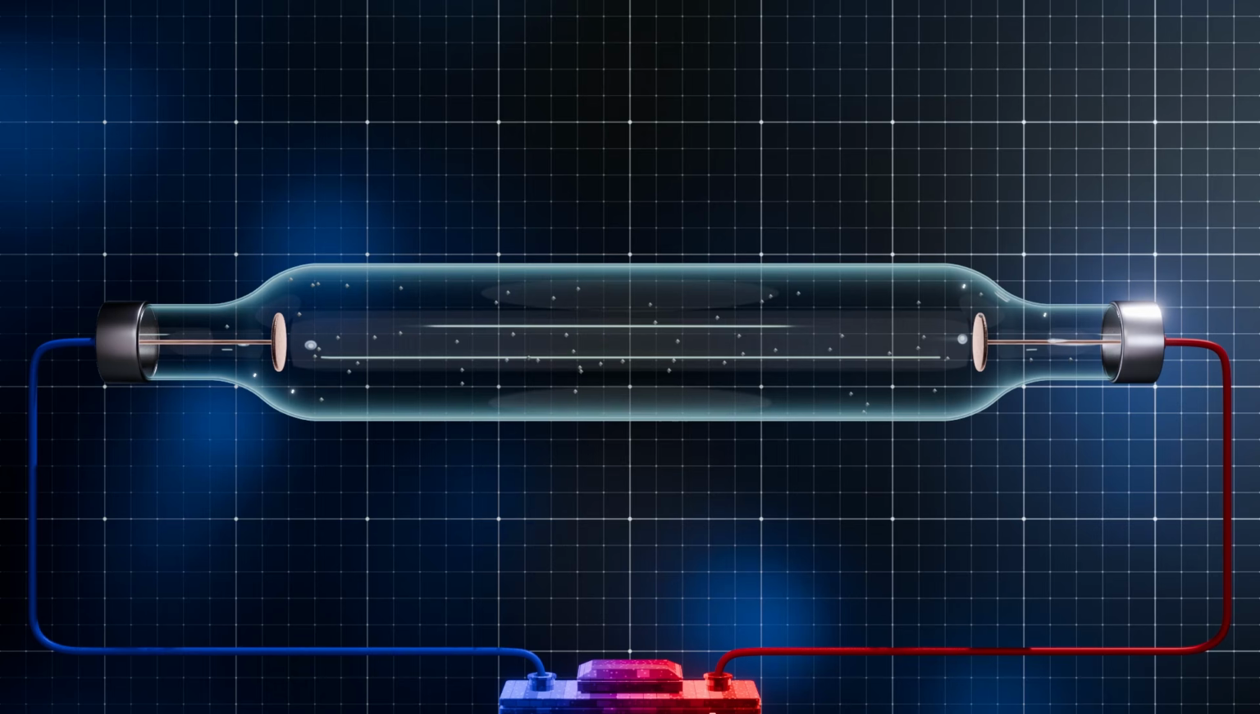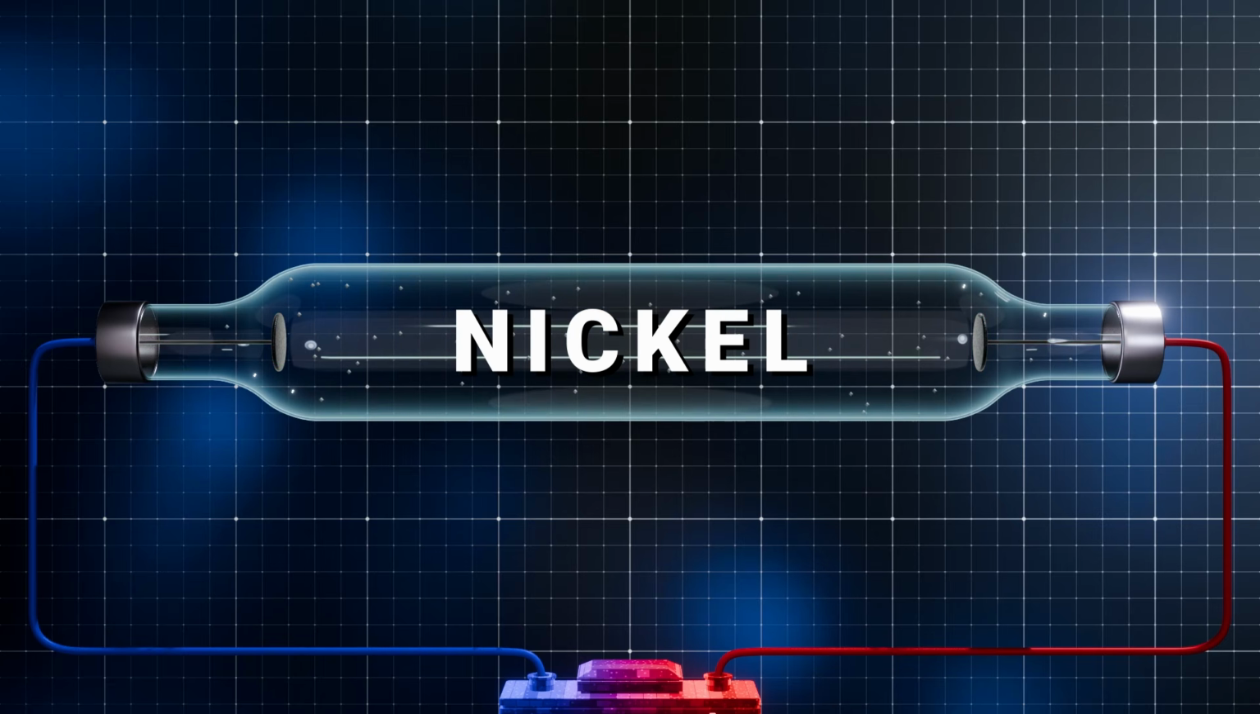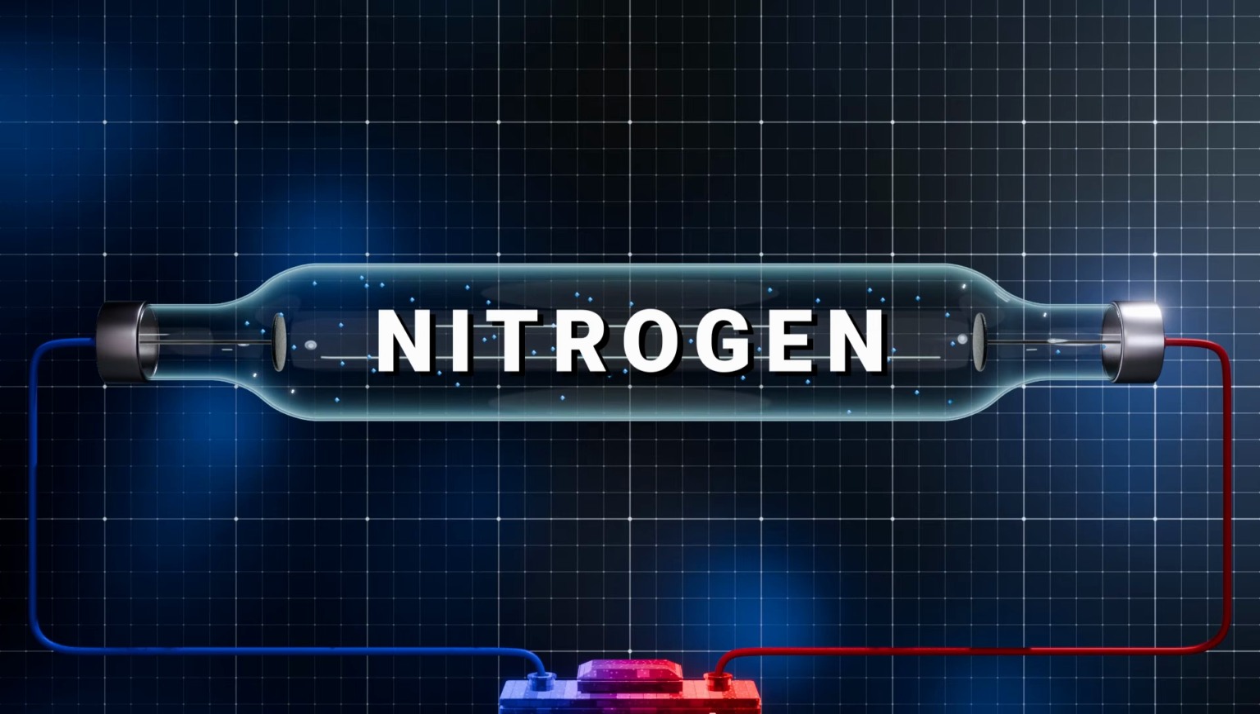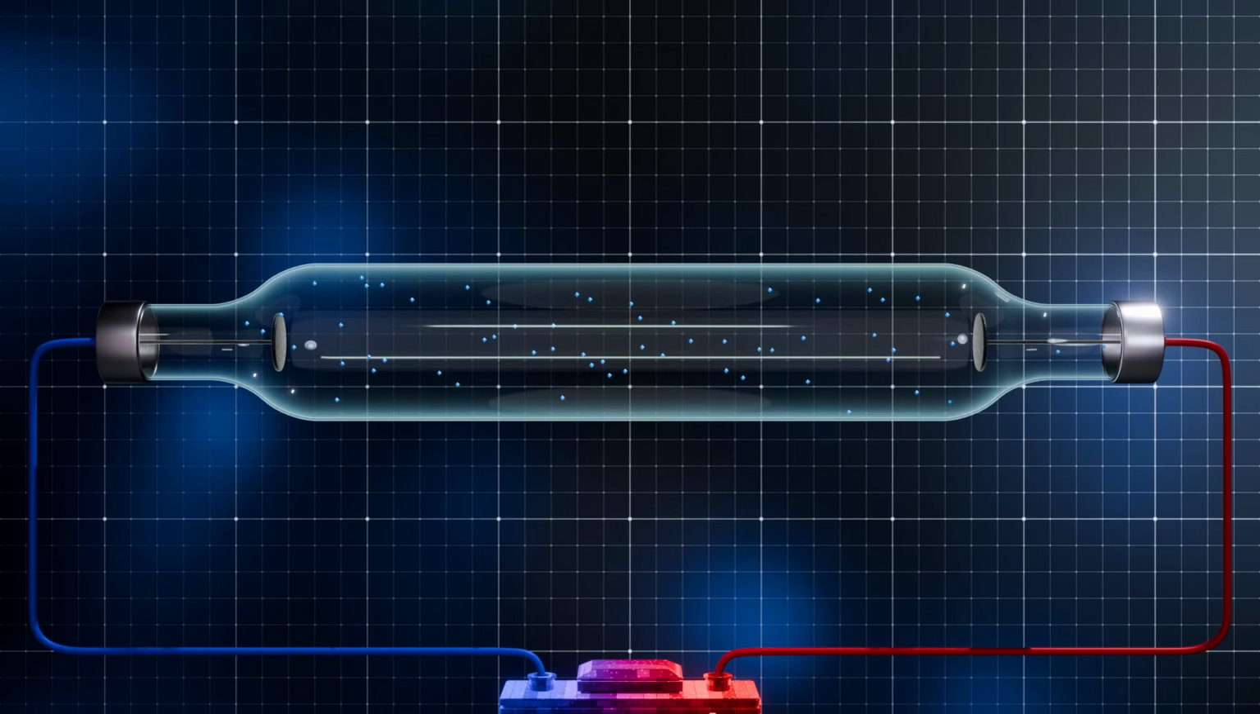To see whether the particles depended on the materials used, Thomson repeated the experiment with different metals like zinc, copper, platinum, nickel, and also different gases inside the tube like hydrogen, neon, nitrogen. Regardless of the materials used, the beam behaved the same way. This showed that the particles were present in all the materials.